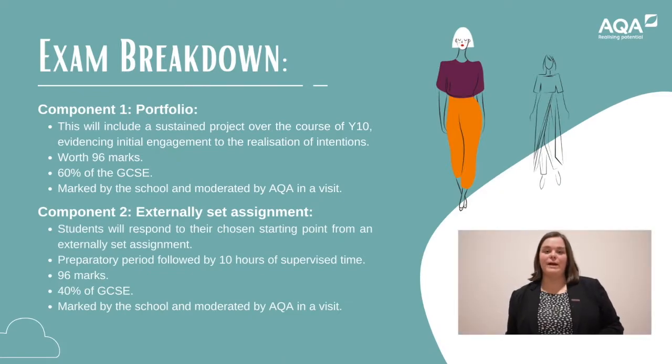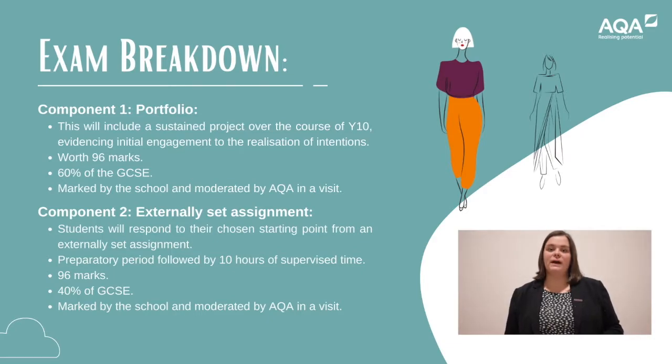So, the exam breakdown for Textile Design GCSE. There are two main assessments and you have to complete both of these assessments. Component 1 is a portfolio. So you'll begin creating your portfolio at the start of Year 10 and you'll be producing loads of work focusing on different themes and briefs and concepts to be able to take you on your creative journey. You will need to evidence initial engagement with the themes and realise your intentions as well. So demonstrate, where are you going with this? Why do you want to create this?